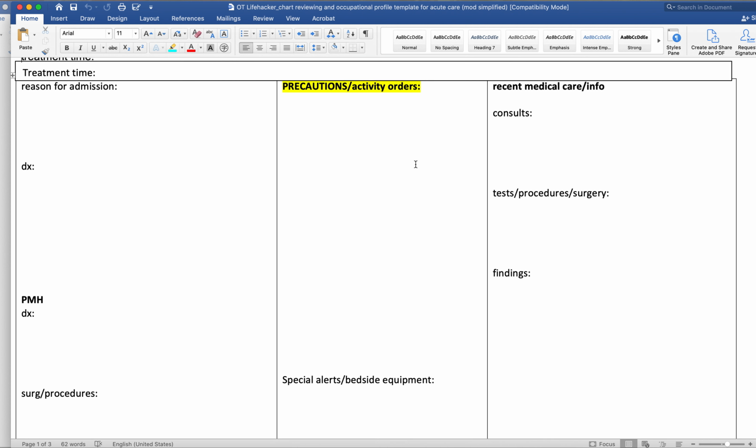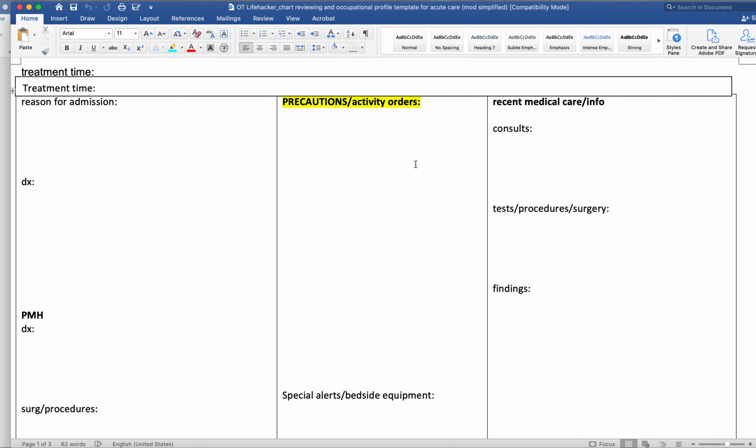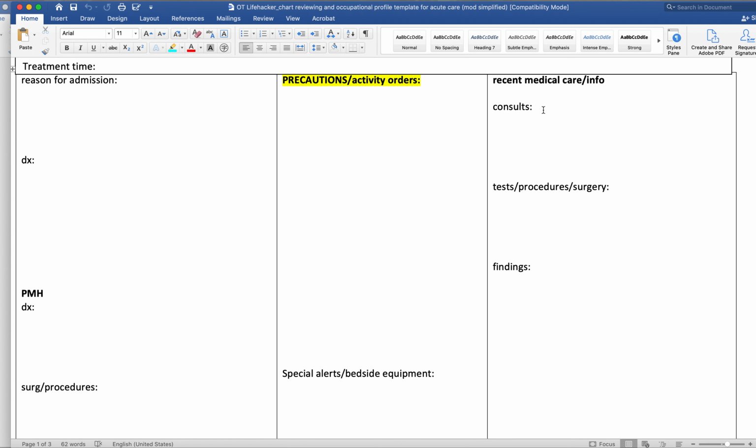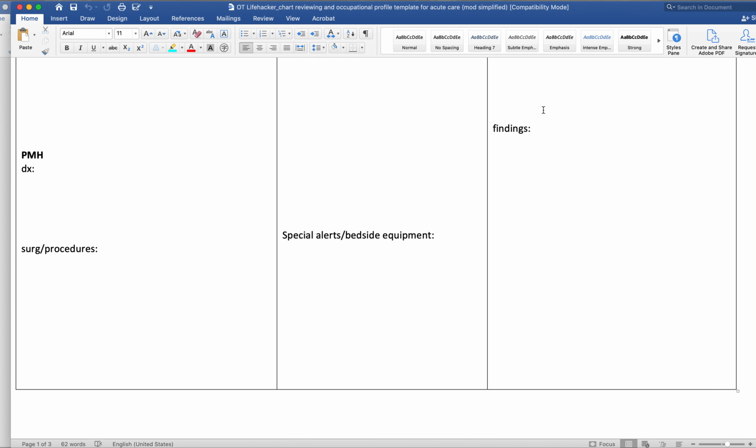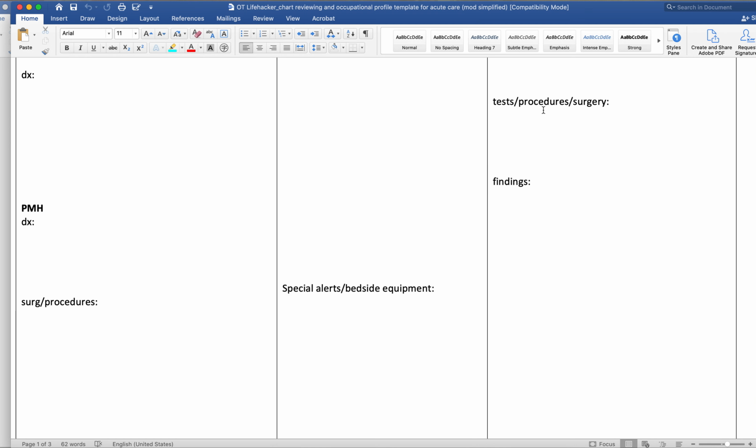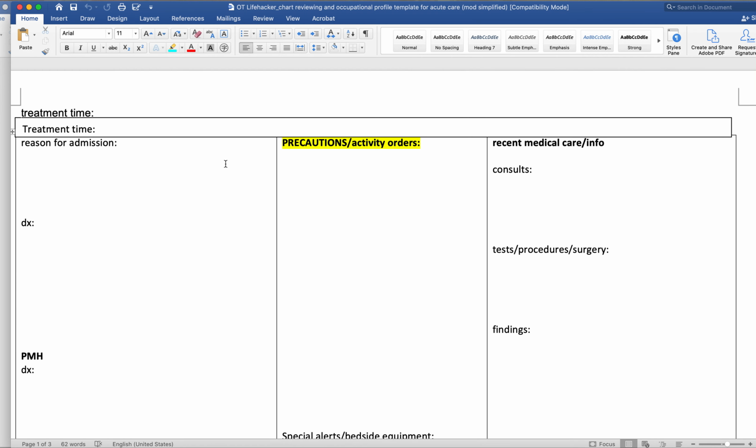If there is some bedside equipment like the catheter or PICC line or the feeding tube, all of that, because you're going to have to be prepared when you go into the room. You have to know, you've got to take care of all of that. And then recent medical information, any consults, testing, findings from the testing. And that was the modified version, right?